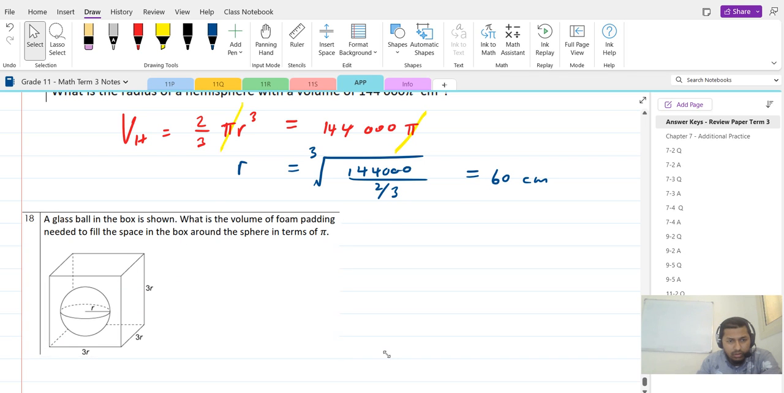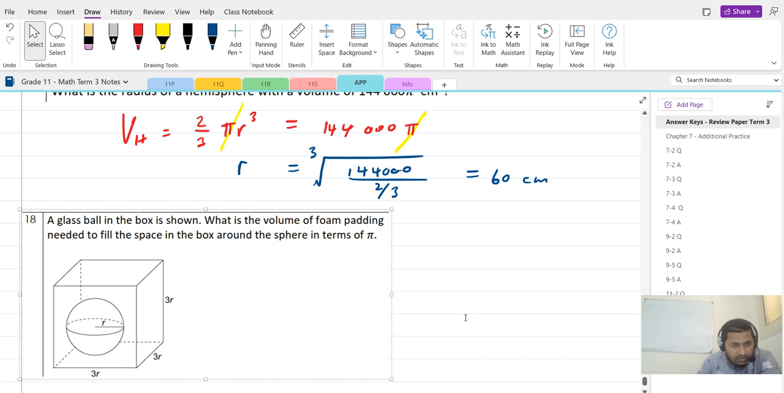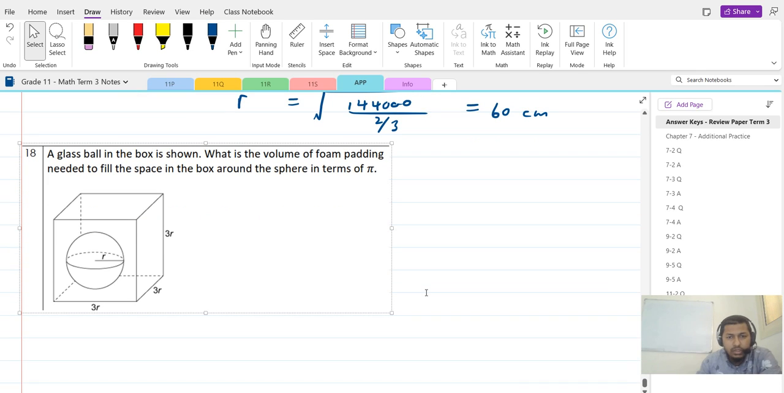A glass ball is in the box. A glass ball in the box is shown. What is the volume of foam padding needed to fill the space in the box around the sphere in terms of pi? So the reason for the foam padding is so the glass ball does not crack.